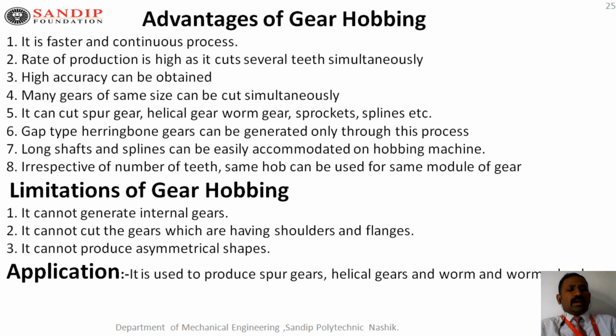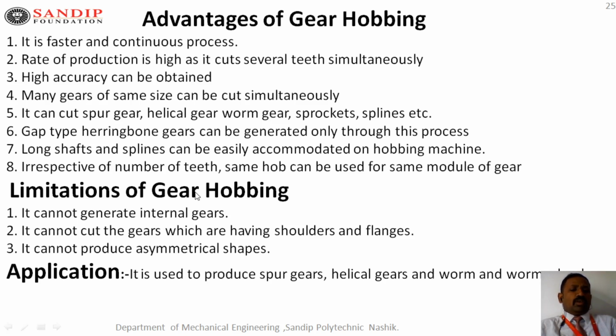It is a major advantage of this process that it can manufacture herringbone gears also. Then long shafts and splines can be easily accommodated in this process. Irrespective of the number of teeth, the same hob can be used for the same module of gear. Module means the diameter of the blank upon the number of teeth, that is T.